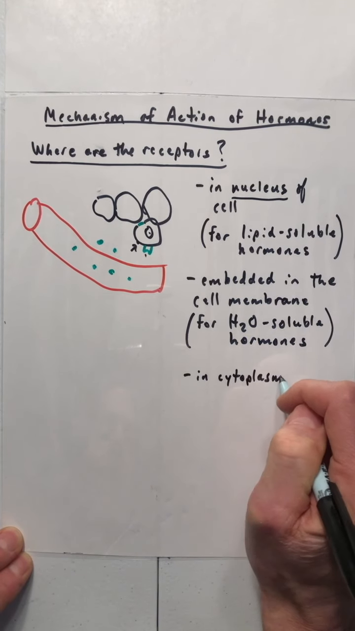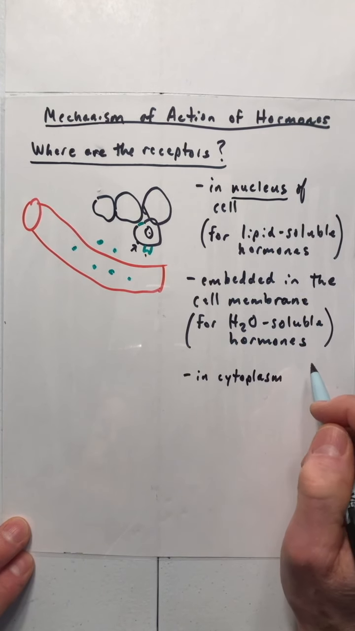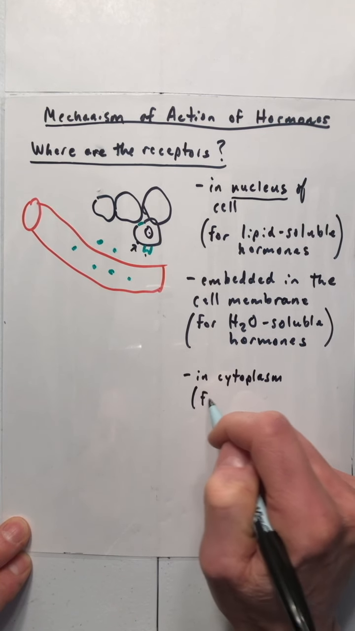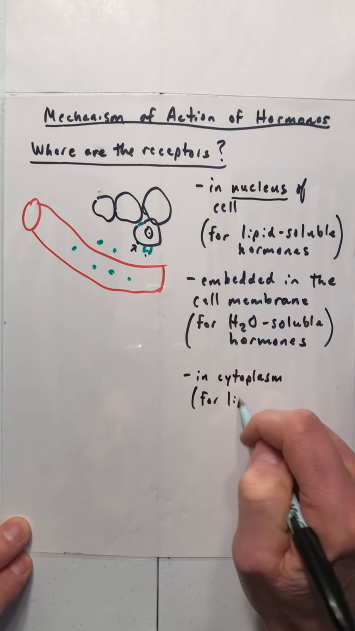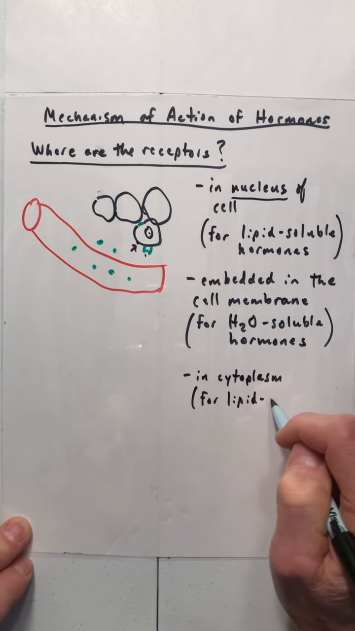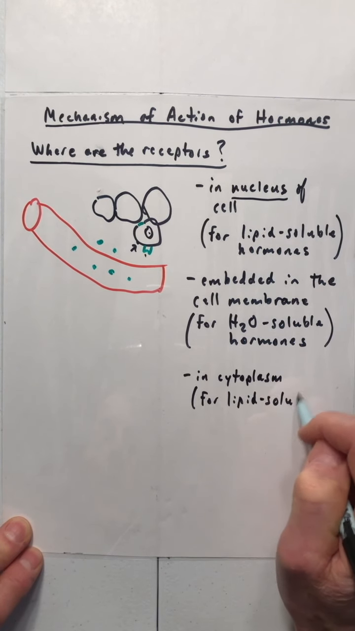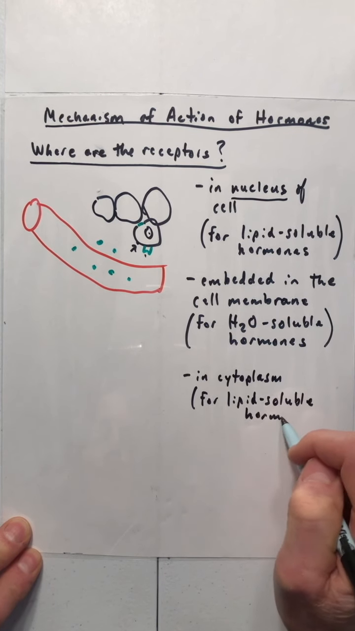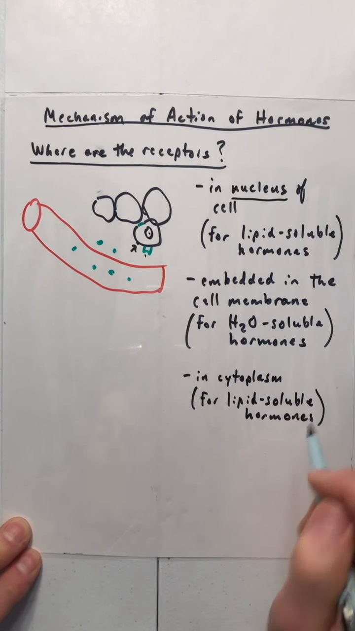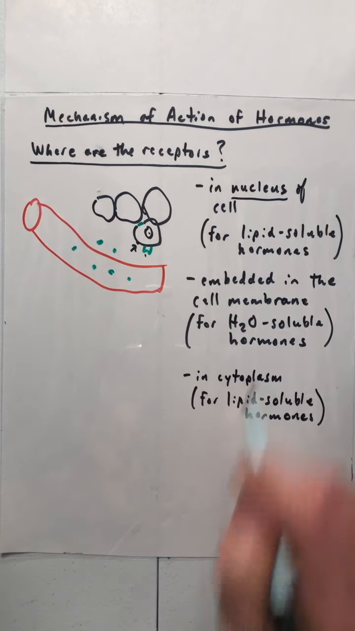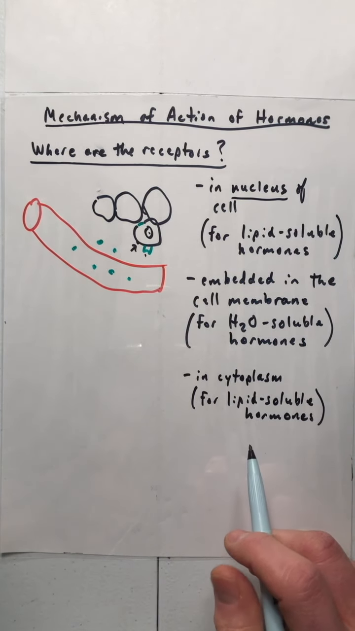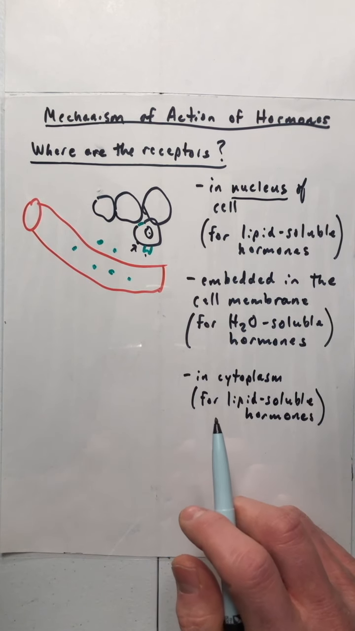And typically in those cases, this is for lipid-soluble hormones. They're able to get through the cell membrane and into the cytoplasm. And so when those lipid-soluble hormones bind to those receptors in the cytoplasm, the hormone receptor complex then migrates into the nucleus, ultimately binding to the DNA. Okay, so that's where some of these receptors are located.